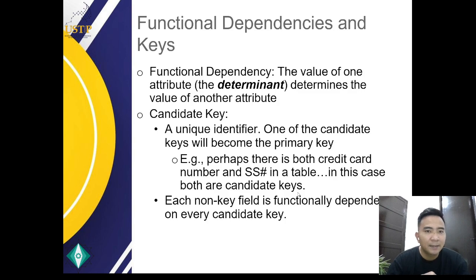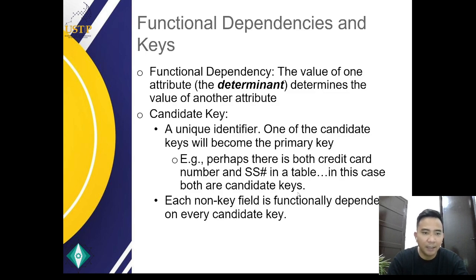So, functional dependencies and keys. Functional dependency: the value of one attribute, the determinant, determines the value of another attribute. A functional dependency exists between two attributes if the value of one attribute, the determinant, uniquely determines the value of the other attribute. An example of this is in a customer information table, where the customer ID might functionally determine the customer name, meaning that if you know the customer ID, you can uniquely determine the customer name.